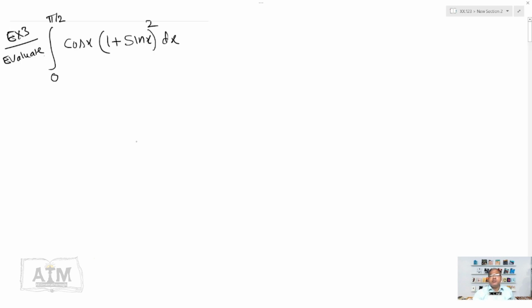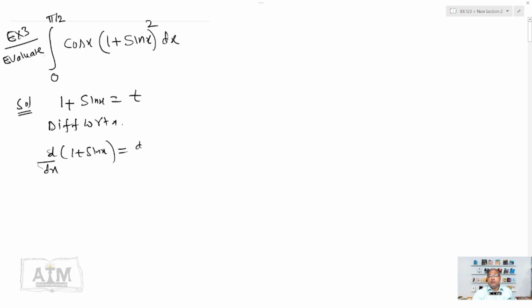Evaluate the integration from 0 to pi by 2 of cos x into (1 plus sin x) whole square with respect to x. Solution. Here the derivative of sin x is cos x. Therefore, I am putting 1 plus sin x equals t. Now differentiating with respect to x, the differentiation of 1 plus sin x with respect to x equals dt by dx.